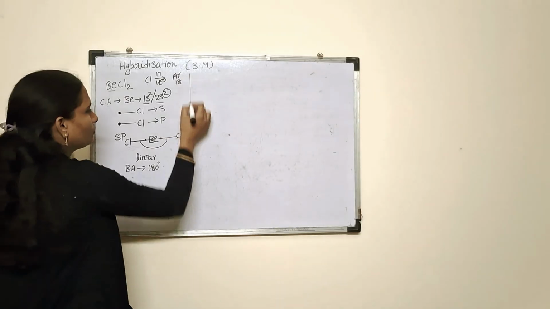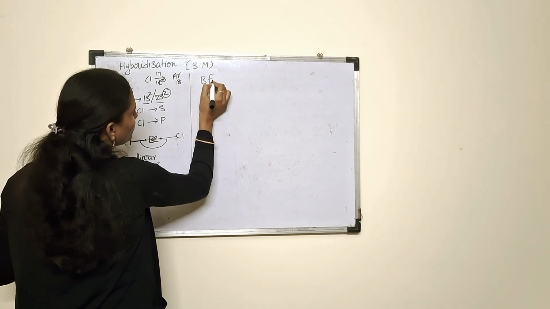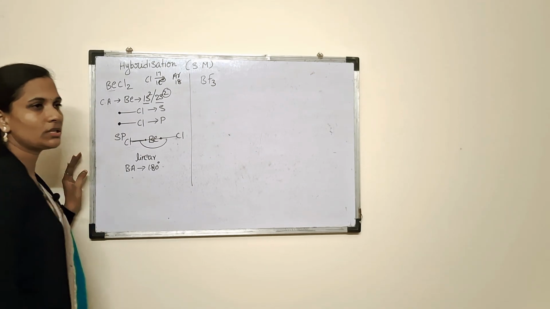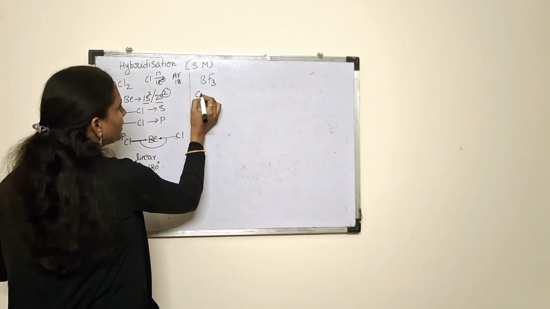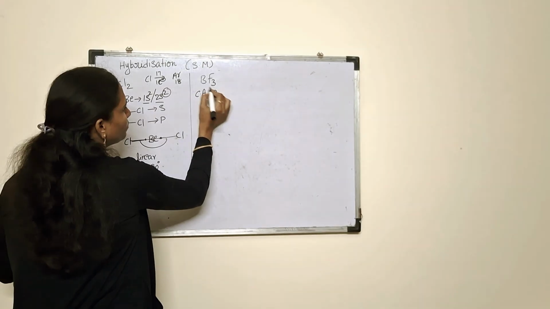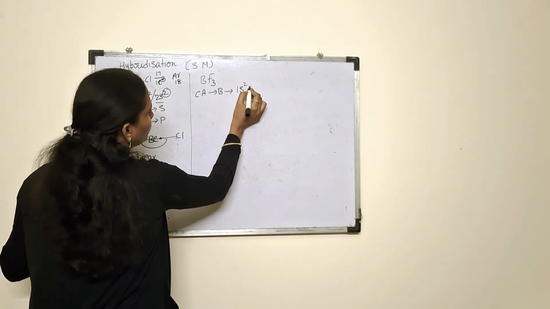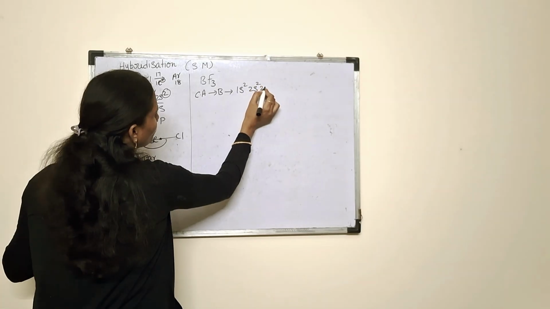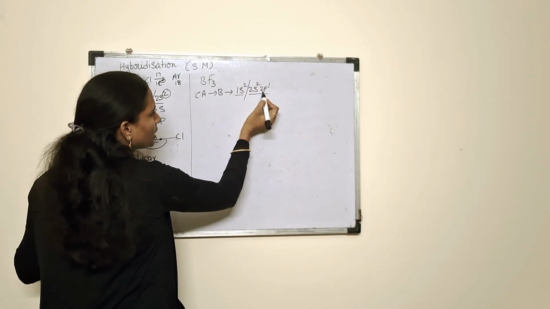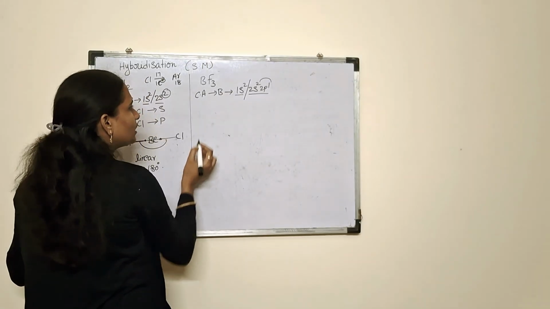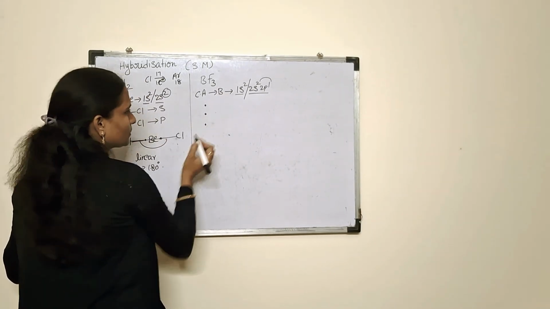One more example, BF3. What is the hybridization we are calculating? First of all, what do we have to take? The central atom. What is the central atom? Boron. Write down the configuration, that is 1s2, 2s2, 2p1. How many valence electrons? This is the first shell, this is the second shell. 3 valence electrons. Those 3 valence electrons we keep as dots.